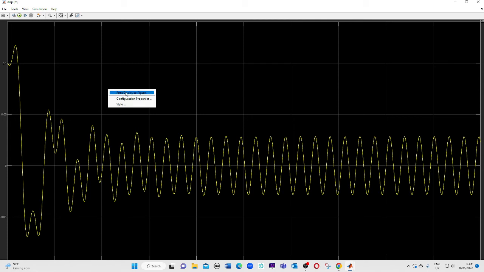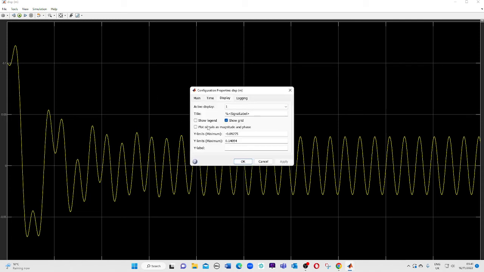So we can display and find the maximum. So our maximum is 0.14. That is, the highest amplitude is 0.14054.